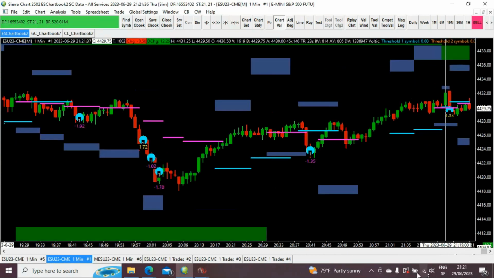Again, this Voltic works on both Ninja and Sierra charts. Okay, no more questions for the moment.